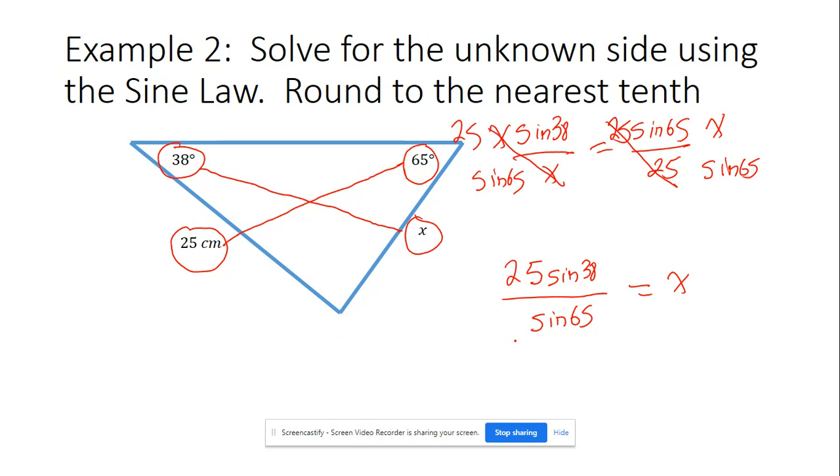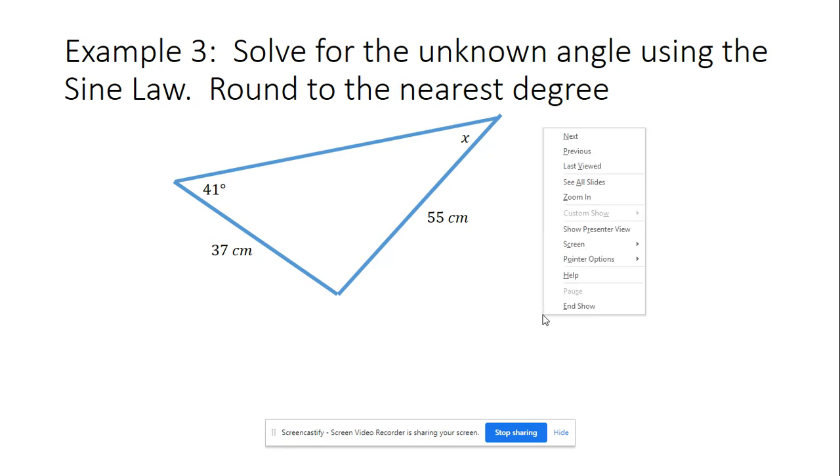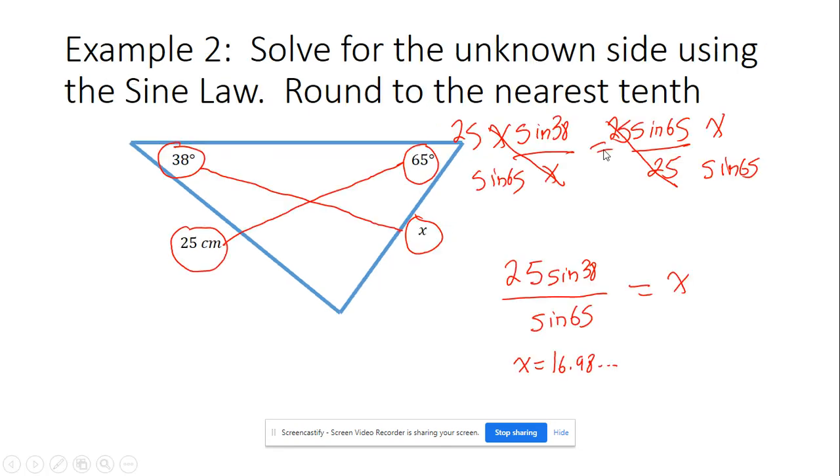All right, so we get x equals 16.98, a bunch of decimals after that. So if I round this to the nearest tenth, I can get x equals 17.0 centimeters. All right, so this is my final answer for this one over here.